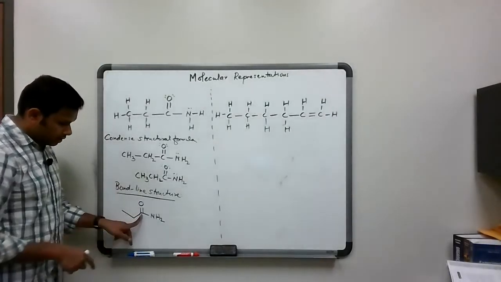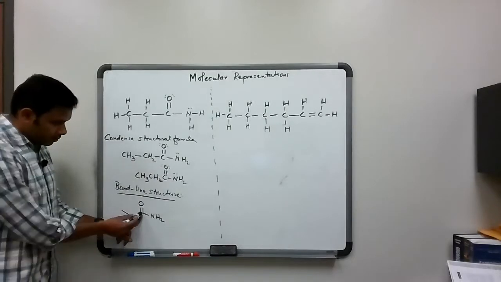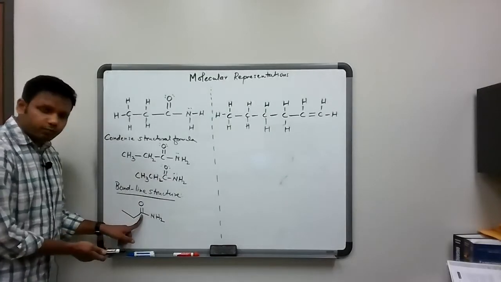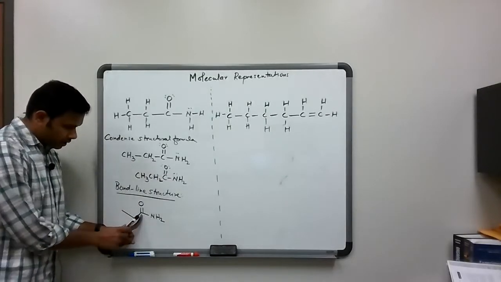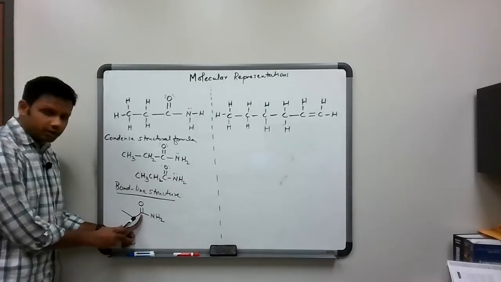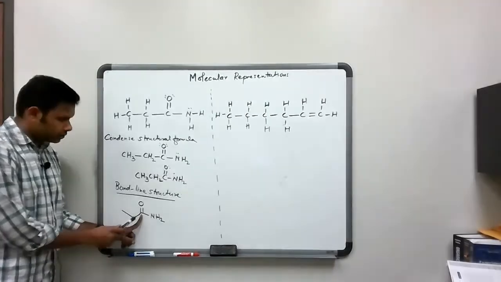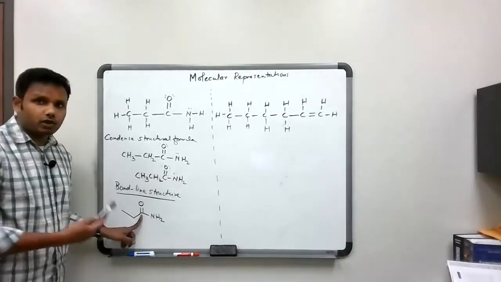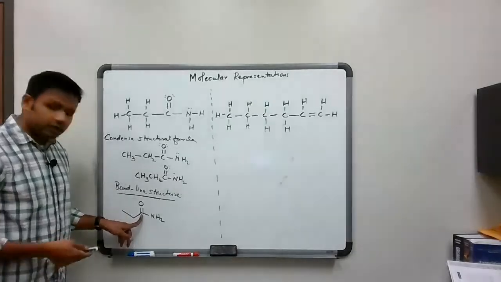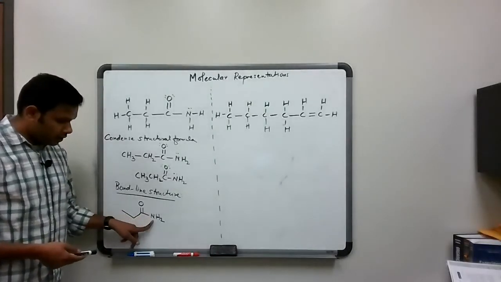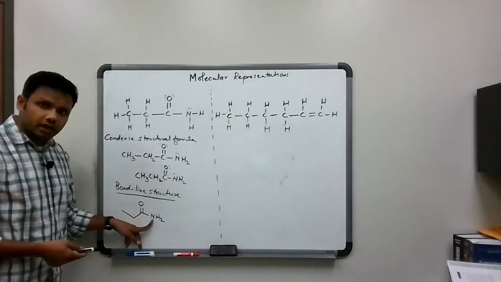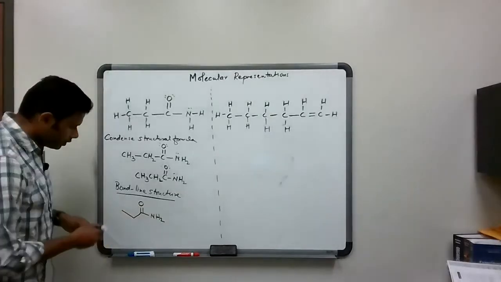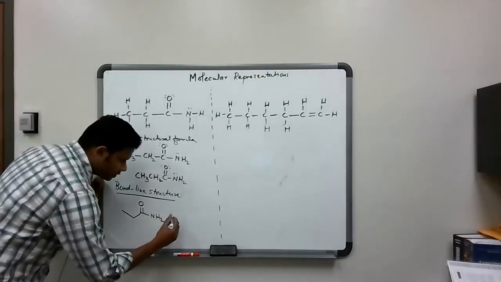And this carbon here has 4 bonds to it. It has 1 bond to the nitrogen, 1 bond to the carbon here, and it has 2 bonds to the oxygen. That means it has all 4 bonds. So there are no hydrogens on that carbon atom. Notice how the hydrogen atoms on the nitrogen atom are shown. So this is one representation.